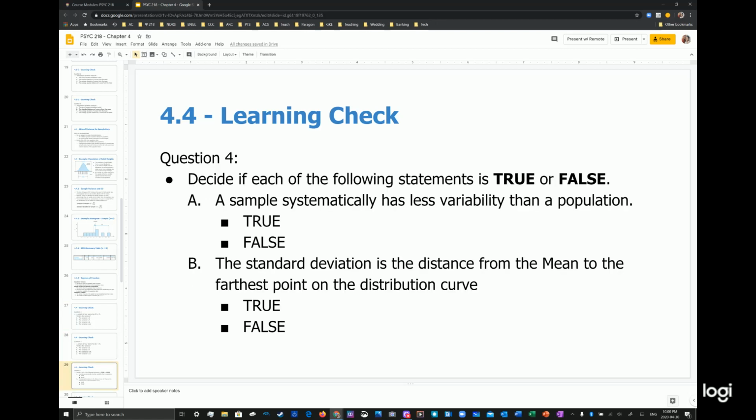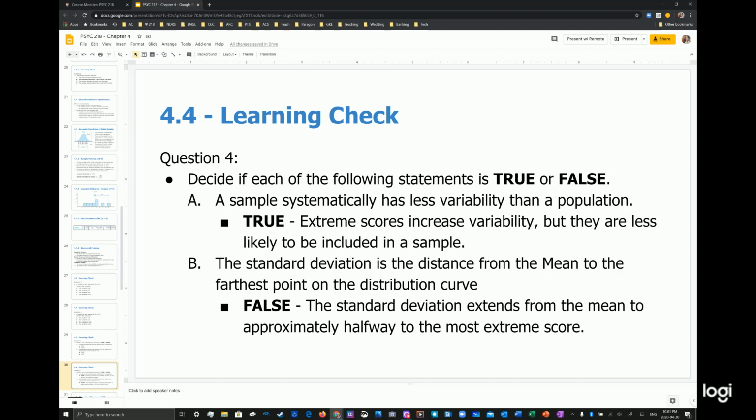Okay. Next set of questions. A, a sample systematically has less variability than a population. True or false? And B, the standard deviation is the distance from the mean to the furthest point in the distribution curve. Those are sort of review questions, especially B. Take a moment and think about this. In question B, you might have to think a little further back.